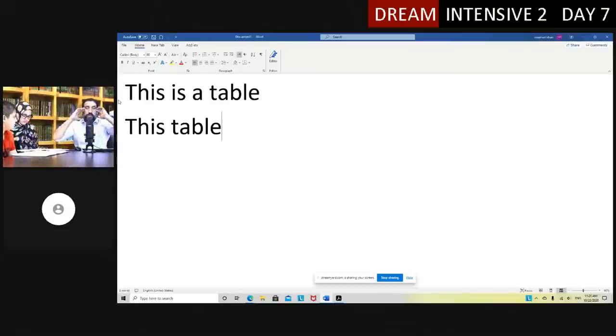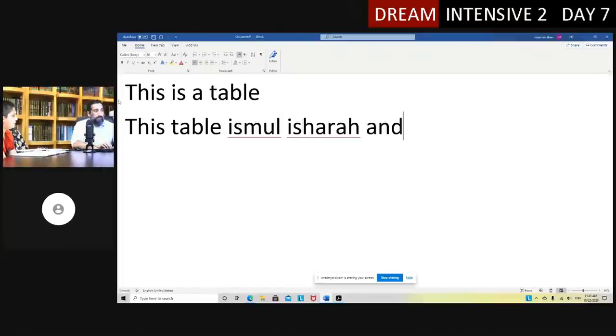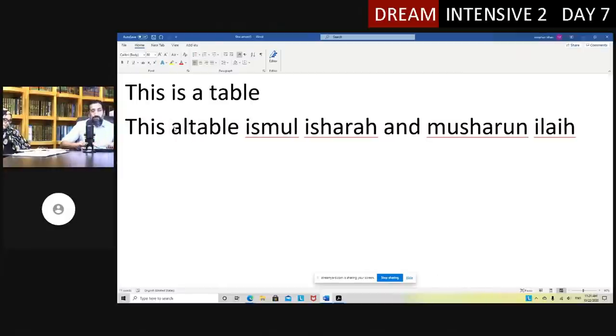And you could say, well, you're still talking about a table and you still said the same thing. No, you have to become sensitive to language now. This one is a sentence, and this one is a fragment. The fragment one is called ismul ishara and musharun ilay. So this one has to have al, this al table. The al has to be here. This one you can't have al, because you want an is there. So that's the second giveaway.